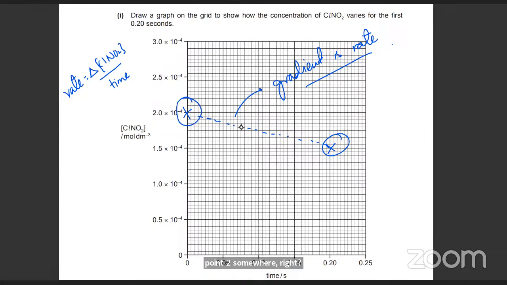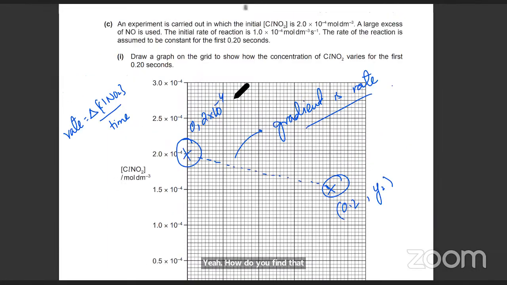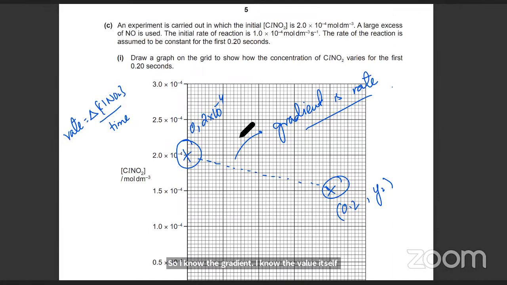So I made a rough line. It's a constant rate. There's a constant decrease. Starting with what's the x-axis over here? That's 0. What's the y-axis? That's 2 times 10 to the minus 4, right? What's the x and y-axis over here? This is 0.2, and the y-axis, I don't know what the y-axis is. I don't know what the final concentration is, right? How do you find that? So I know the gradient, I know the value. Let's see, y2 minus y1? That's going to be y2 minus 2 times 10 to the minus 4, right?